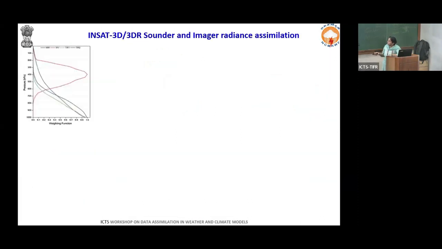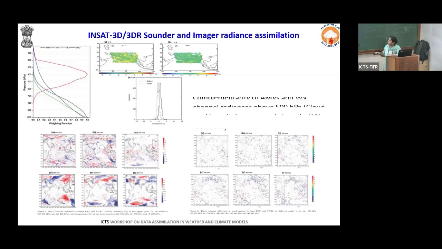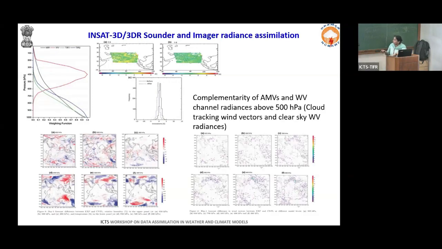This is again the INSAT-3DR sounder. What we are assimilating is only the water vapor channel, because it peaks high in the atmosphere. This is the weighting function. In the other channels, there is not much information in the vertical, so we assimilate only the water vapor channel. What we found, as I already said, is that this is clear sky assimilation, and we assimilate the AMVs from the cloudy atmosphere together with the water vapor. So we get the complementarity of AMVs and water vapor channel radiance above 500 hPa when we assimilate these together.